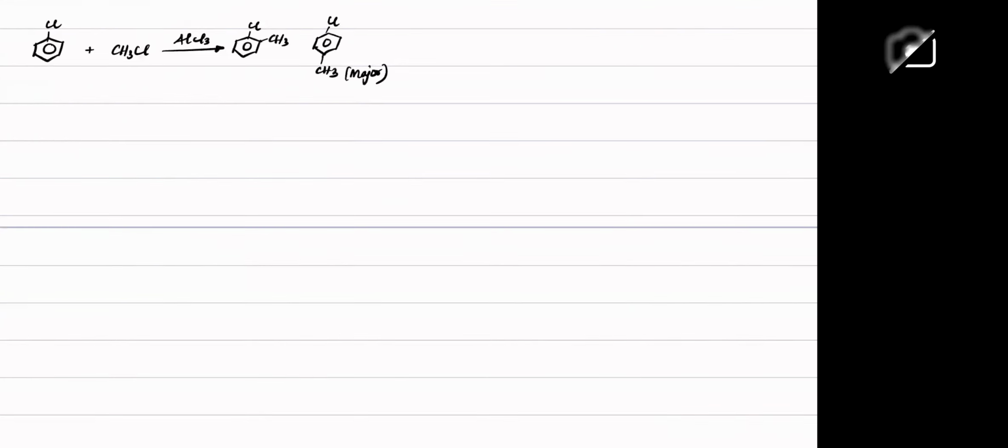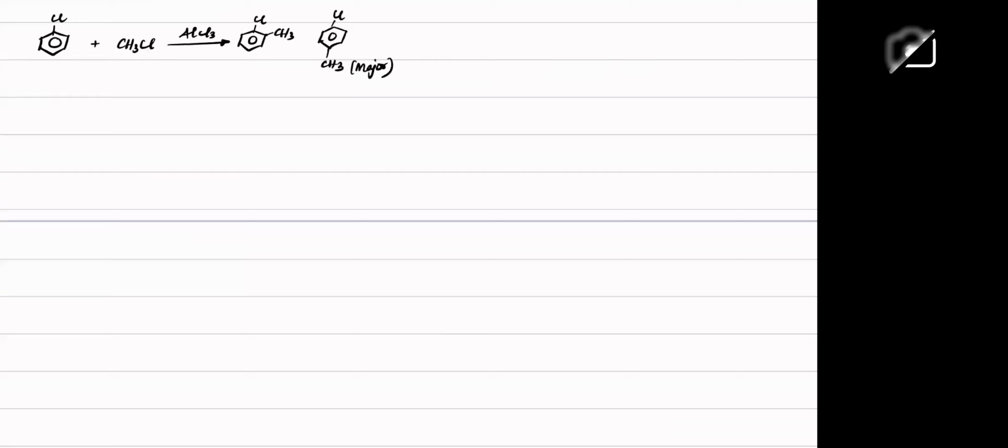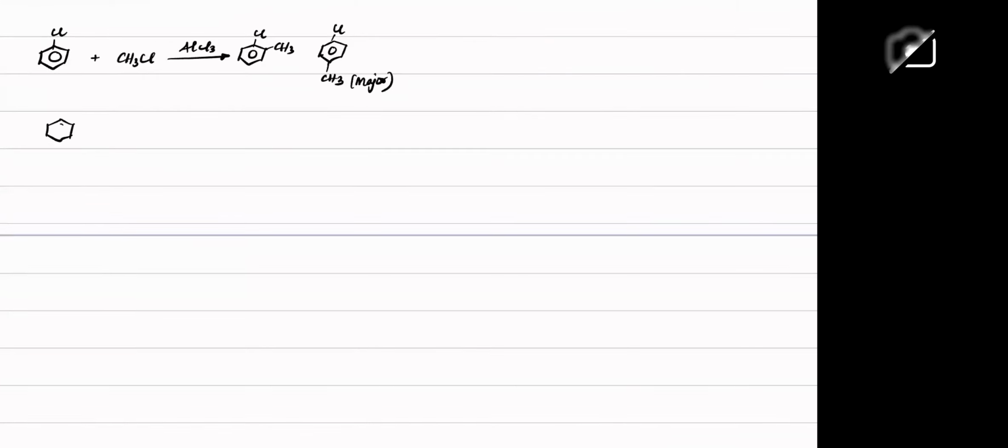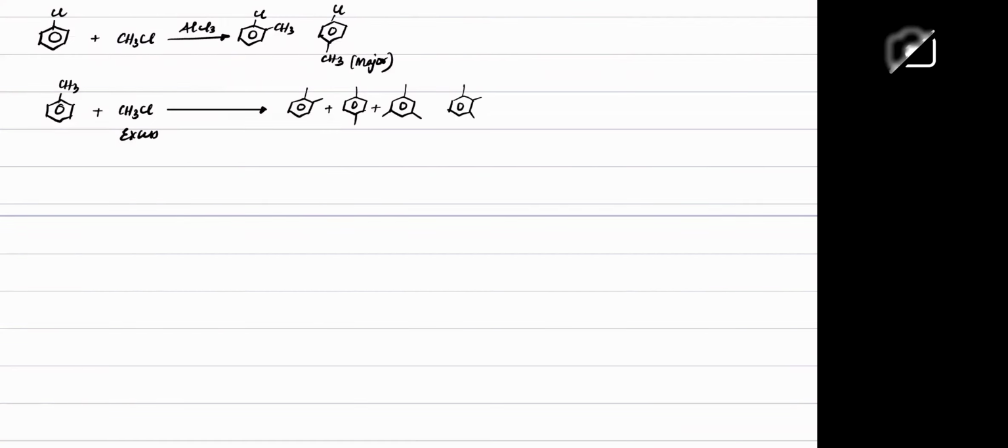Now, the important point about Friedel-Crafts reaction is that if you take excess CH3Cl, you will get a lot of poly substituted products. Which means you can get this one, you can get this one, you can get like this. Poly substitution can take place. Got it? So poly substitution is possible in all of these cases.